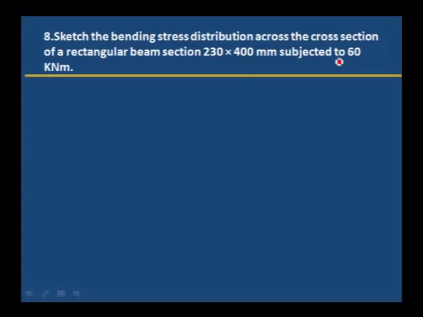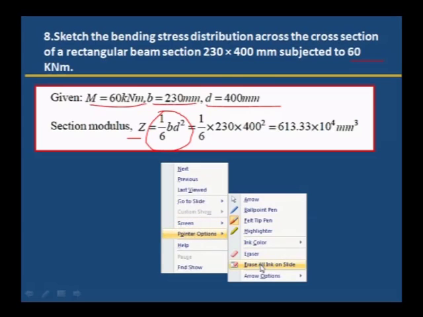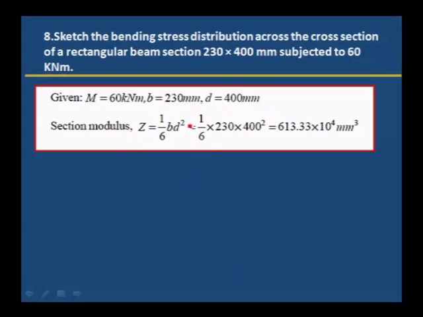In this problem, the moment is already given as 60 kilonewton meter. Data given: M is 60 kilonewton meter, B is 230 mm, D is 400 mm. Now we have the formula Z is equal to 1/6 BD square for the rectangular section. By using this formula, B is equal to 230 mm, D is equal to 400 mm, therefore 613.33 into 10 to the power of 4 is the Z value, the section modulus for this given section.